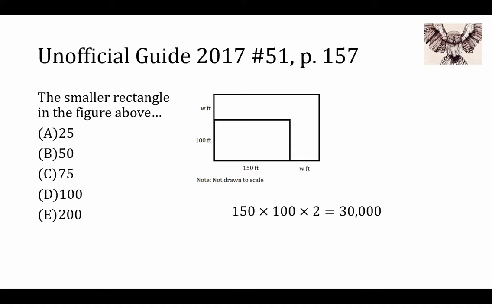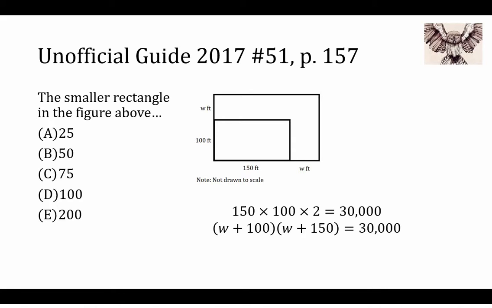Okay. So if you look at the sides, you can see that the horizontal side is going to be 150 feet plus W feet, and the left hand, the vertical side, is going to be 100 plus W. So maybe if we multiply those two things and set it equal to our intended area, 30,000 square feet, maybe we can solve for W.